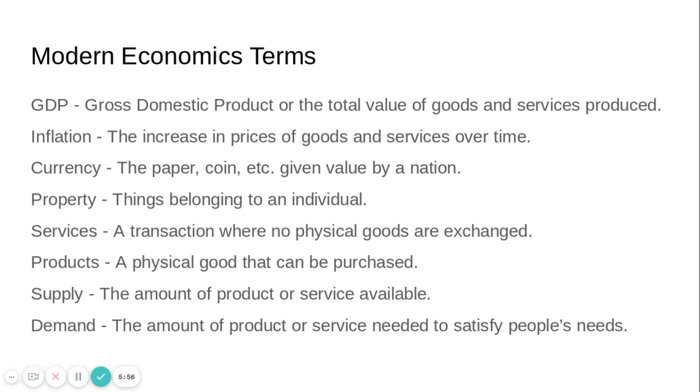Products are a physical good that can be purchased, so that would be like buying a DVD or going to the grocery store and buying food, right? Those are products. Those are things that you can purchase in a store. Supply is the amount of a product or service available, so the amount of it that's been created. And then demand is the amount of product or service needed to satisfy people's needs. And those two things determine the price of all goods in a capitalist or market economy.